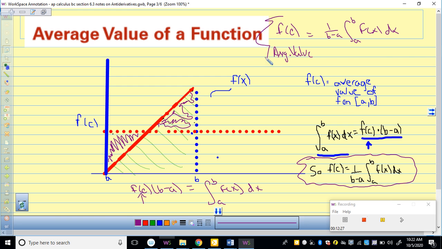You will need to know this. Anytime you're asked to find the average value, this is what we are doing. So if this was from 3 to 7, we would do 1 over 7 minus 3 times the integral from 3 to 7 of f of x dx to find the average value of the function in that interval.